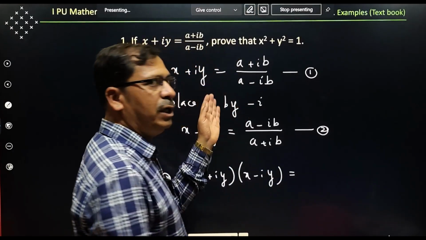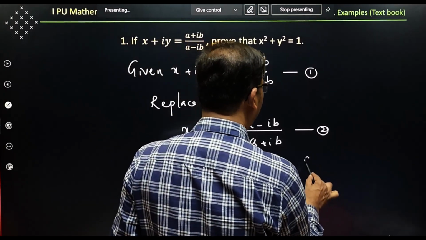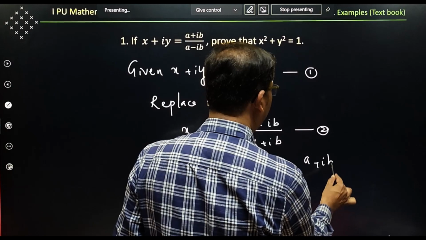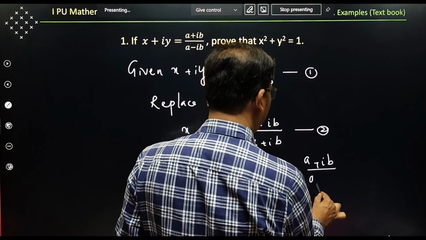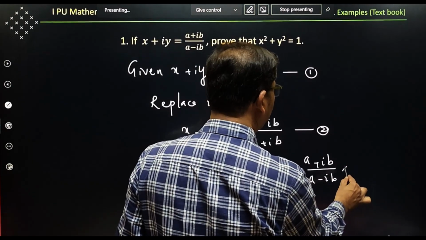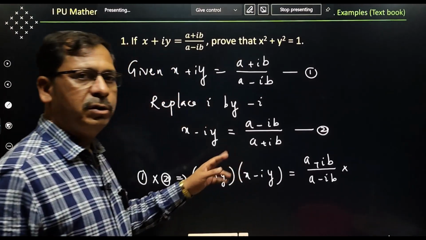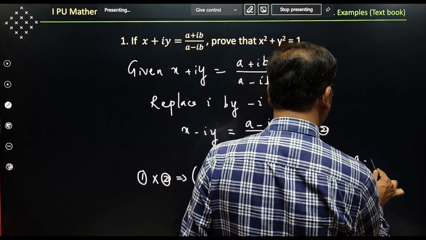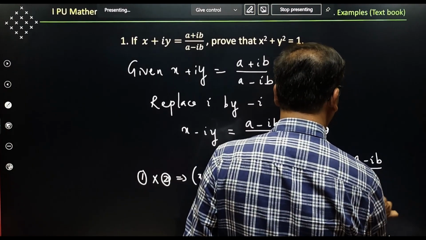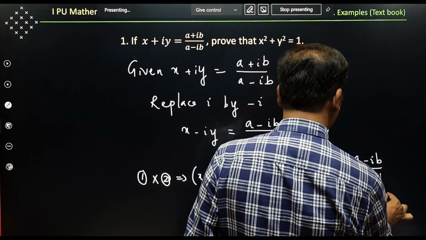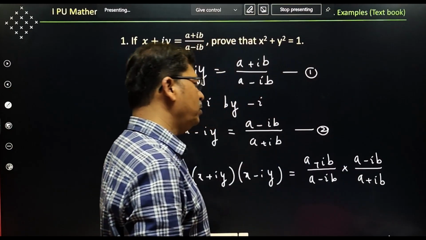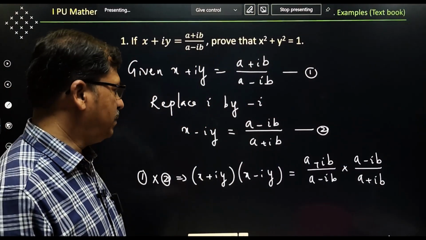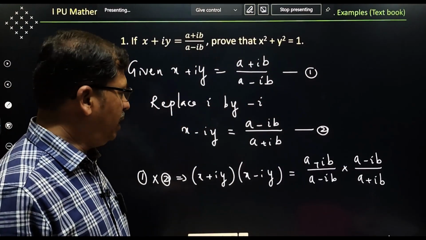And right side you see a plus ib divided by a minus ib. And then you multiply with a minus ib divided by a plus ib. A minus ib divided by a plus ib. Okay. So this is what the combination. Just I have multiplied here.